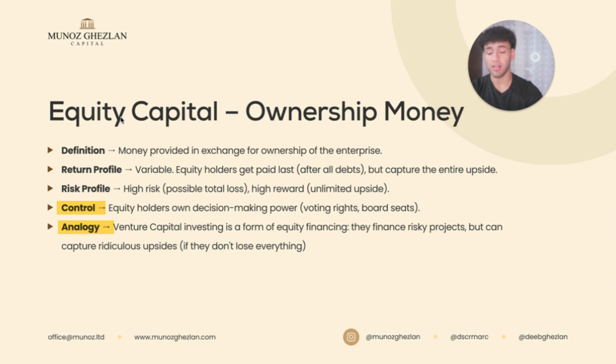We're going to see with debt that a lot of debt instruments have a fixed return profile. A lot of forms of debt, even across the capital stack, are going to have different interest rates. Those are fixed, whereas equity is unfixed and it's uncapped. That's important to know. Equity capital is just money that's provided in exchange for ownership of an enterprise or of a company. So again, this analogy for equity is going to be the perfect one to drill it home, where venture capital investing is a form of equity financing where they finance risky projects, they take a stake in a company, they get board rights, they get decision-making power, it's high risk, they have variable return, and it's money provided in exchange for ownership of an enterprise.